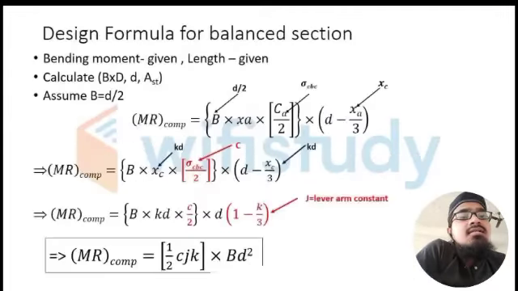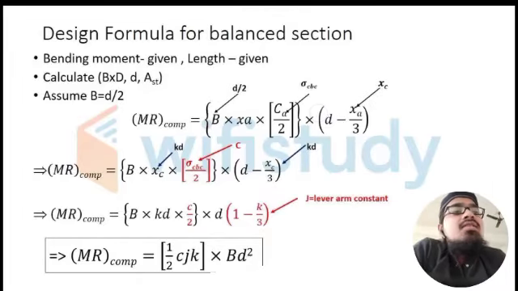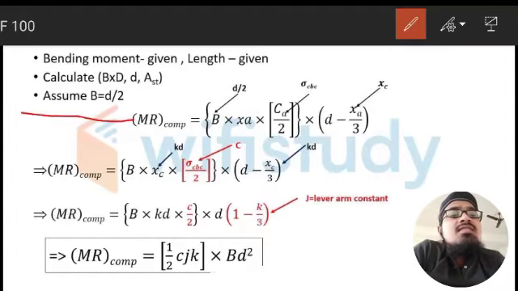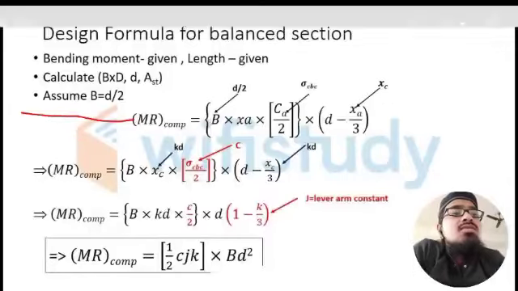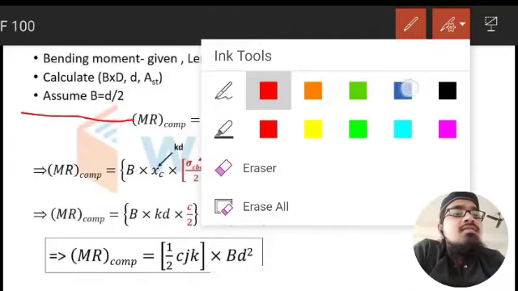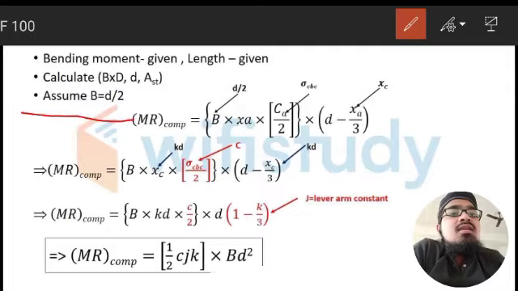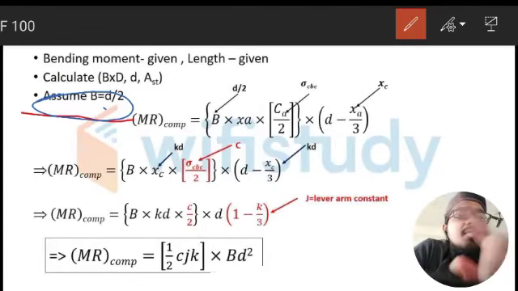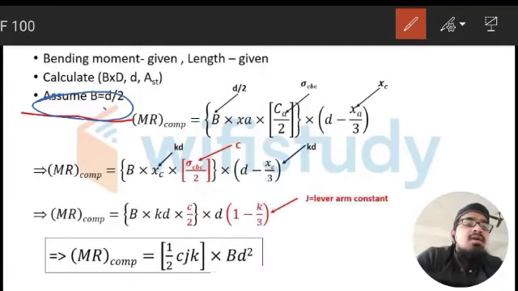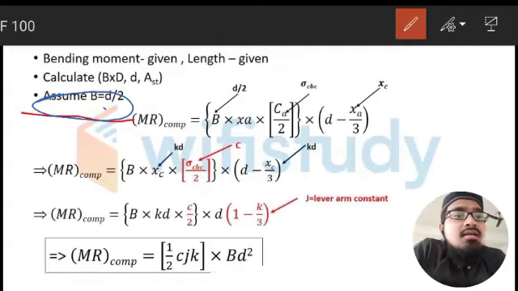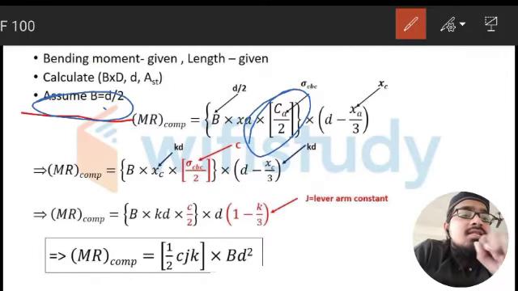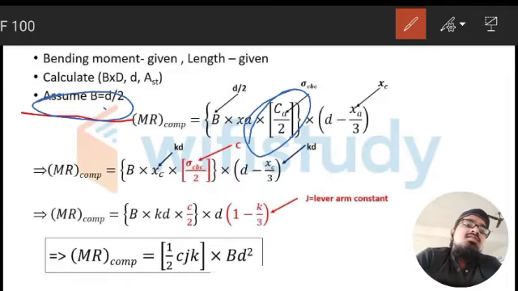Coming to the next slide, this is the design formula for the balanced section. Here some assumptions are going to be made, like assume B is equal to D by 2. This is one assumption. And moment of resistance in compression for the balanced section, we got B into XA into CA by 2 into D minus XA by 3. Here why is CA by 2 taken, why not CA? Average stresses will be taken.